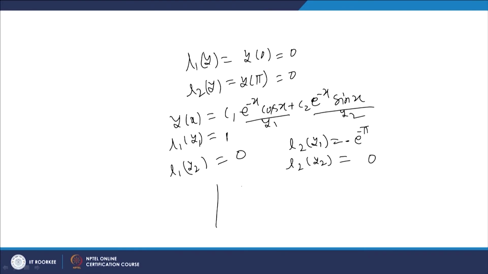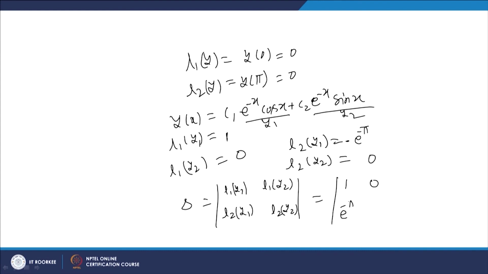So, now look at the determinant. The determinant is L1 y1, L1 y2, L2 y1, L2 y2. That determinant is your delta. So, L1 y1 is basically 1, L1 y2 is 0, and this is minus e to power minus pi, and this is 0, and you can see that it is basically 0.